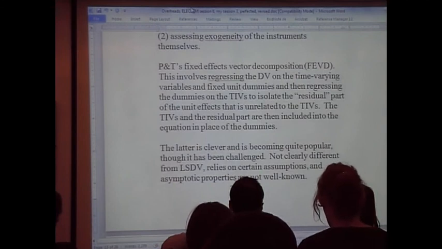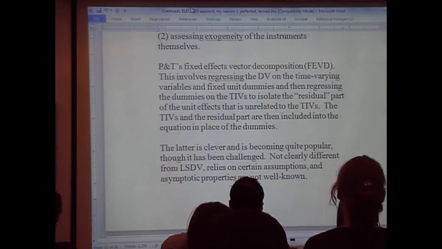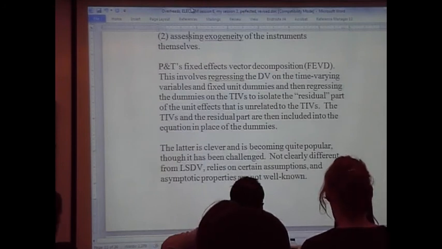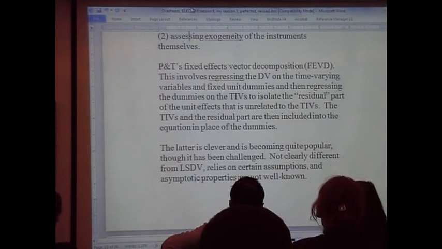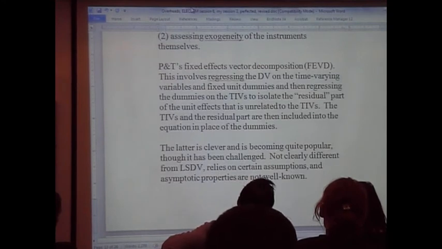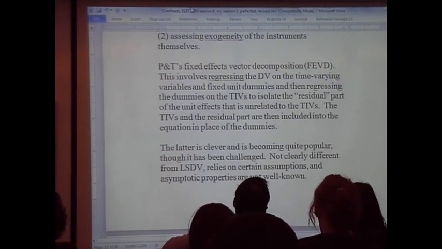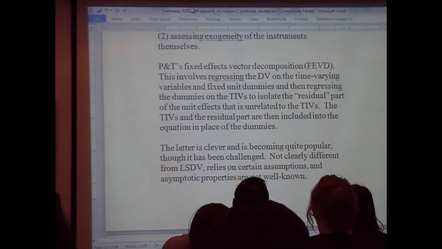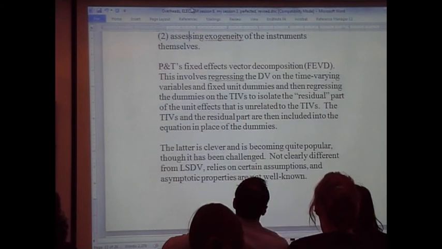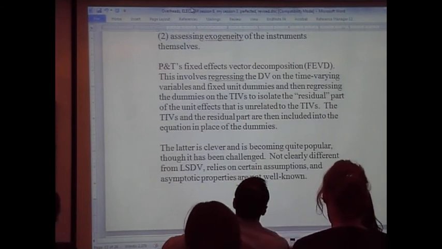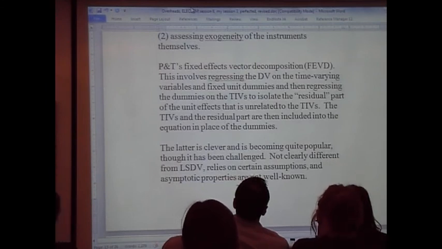Okay, this is the Plumper and Troeger, that's the P&T. They invented something called fixed effects vector decomposition. Probably not the catchiest phraseology, but fairly descriptive of what they're doing. And it caught on, right? So the acronym didn't, and the wording didn't get too much in its way. And this involves taking your dependent variable and regressing it on time varying variables, so your x's that actually change over time, and also fixed unit dummies.